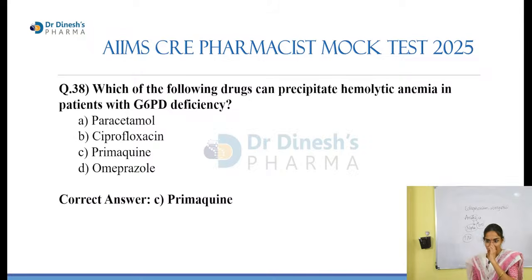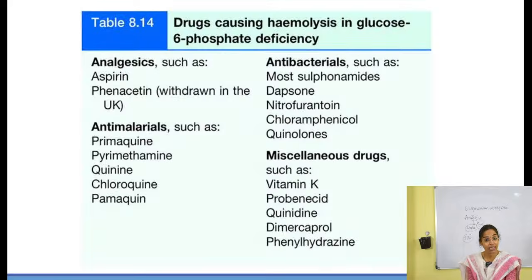Can I go to the next slide please? There are many classes of drugs that are contraindicated in G6PD deficiency because they cause hemolysis. G6PD deficiency will lead to hemolysis because of certain drugs. We have several analgesics, antimalarials, antibacterials and some other drugs like antiarrhythmics, also quinine. Quinine, quinidine, antiarrhythmic agents also cause hemolytic anemia in G6PD deficiency.